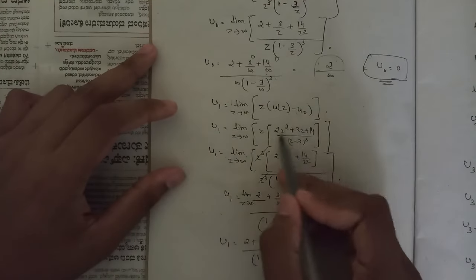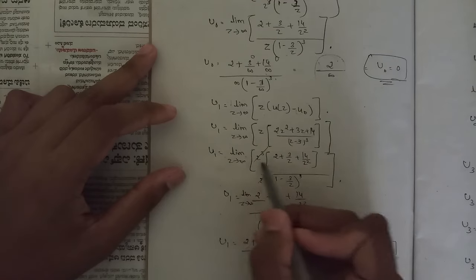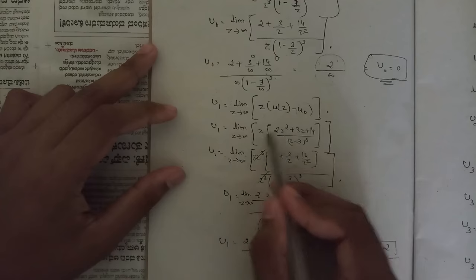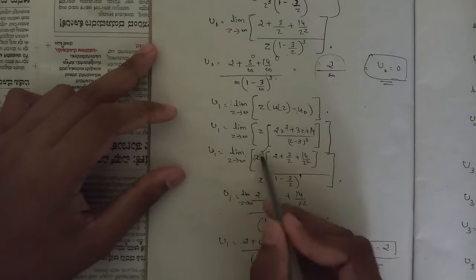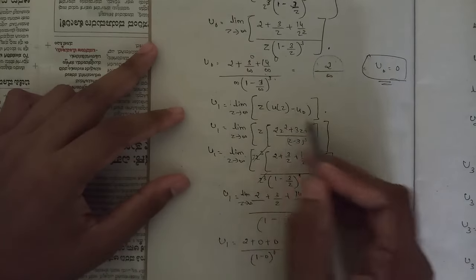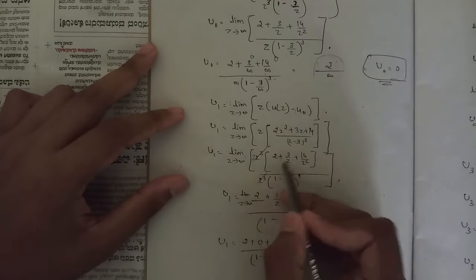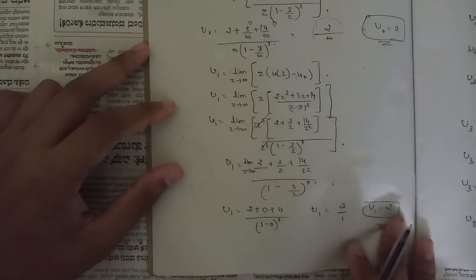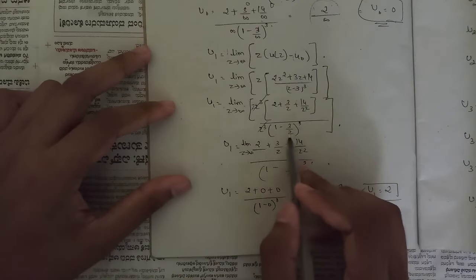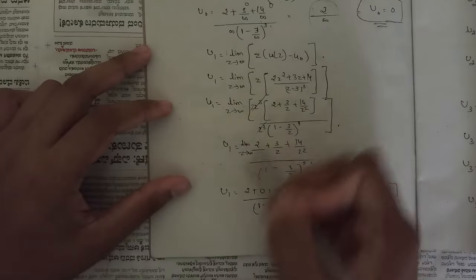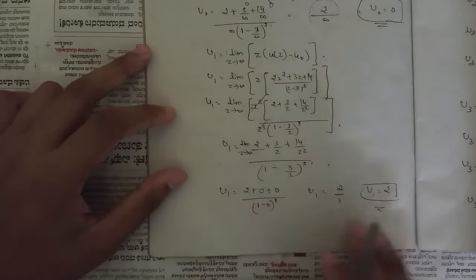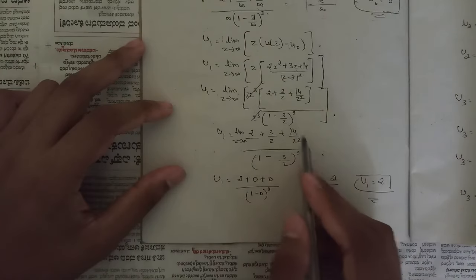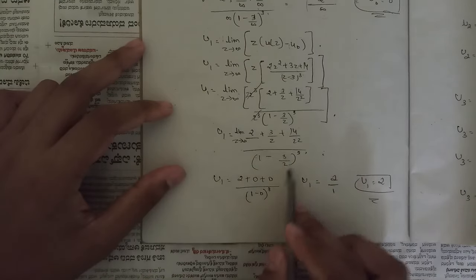Again take z square outside. Since there is already a z outside, it becomes z cube. If we take z square outside, it becomes z into z square, which is z cube. Write the terms again in the form 2 plus 3 by z plus 14 by z square, divided by, again taking z cube outside in the denominator, 1 minus 3 by z the whole cube. And z cube gets cancelled. The remaining term is 2 by 3 plus z plus 3 by z plus 14 by z square divided by 1 minus 3 by z the whole cube.